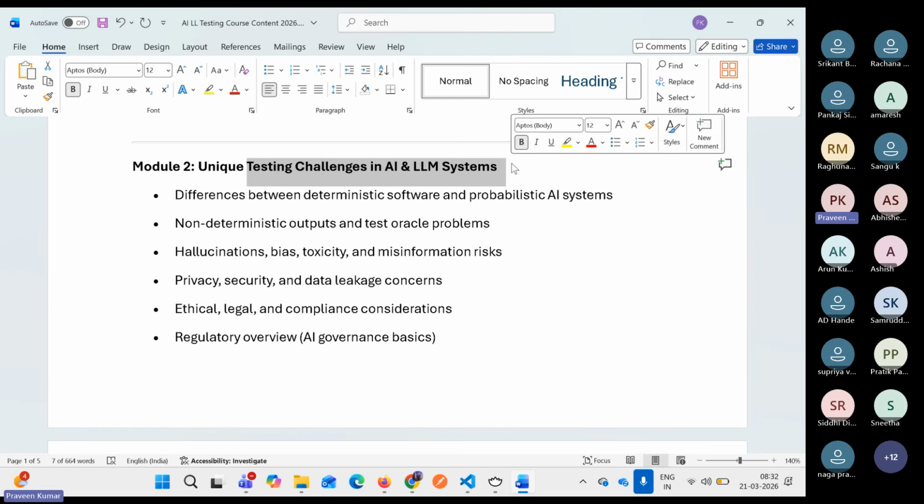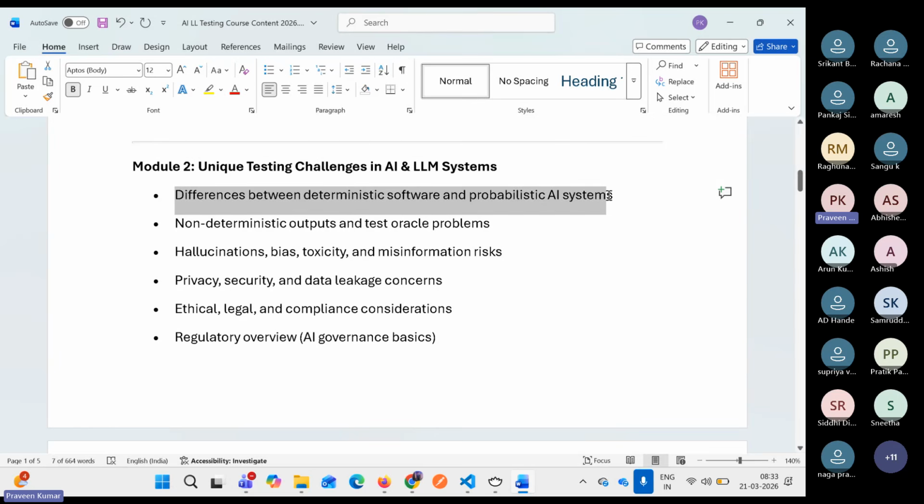It gives you 10 different answers, but that doesn't mean the answer is wrong. Every time the answer can be correct. But how do you validate whether the answer is correct or not? That's where different types of metrics come into the picture, which help us understand the uniqueness of AI testing.